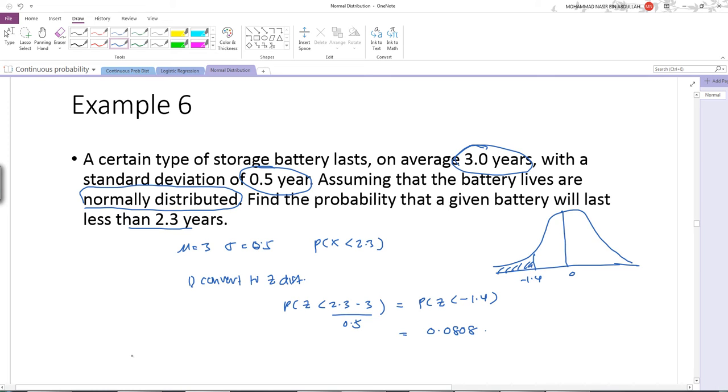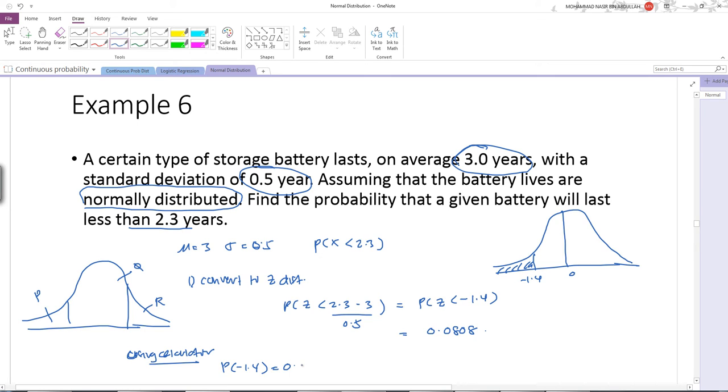So if you want to use a calculator, we need to find P negative 1.4. Remember, in the calculator we divide into 3 parts, right? First part, second part, and third part. This is P, this is Q, this is R. So we are going to use P negative 1.4. Right? We will get the value of 0.080757. Same thing. Okay?